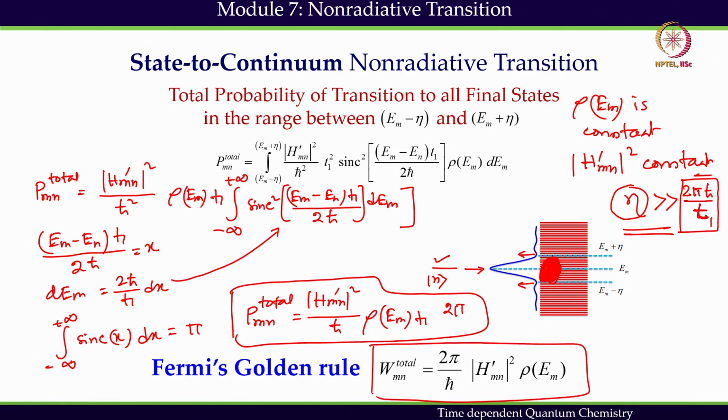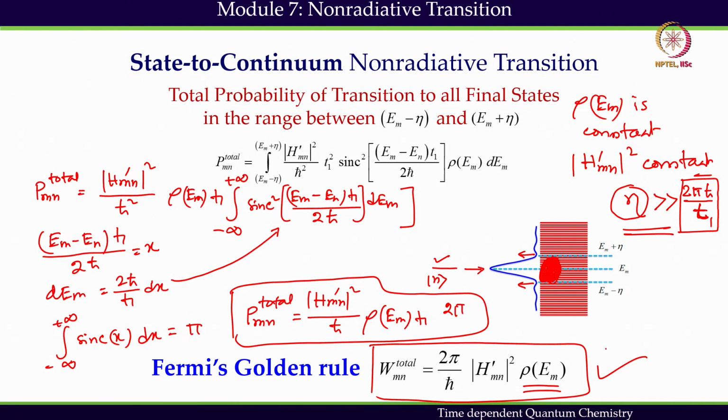So what we see here is that this equation is quite similar to the state to state transition, except for the fact that here I have the density of states, and there, for the state to state transition, I had the delta function. But we remind here that this rule, Fermi's golden rule for the state to continuum transition, has been derived under the assumption that I have available states much larger than where I can transfer the population. So within this limit, I'll be able to get this.